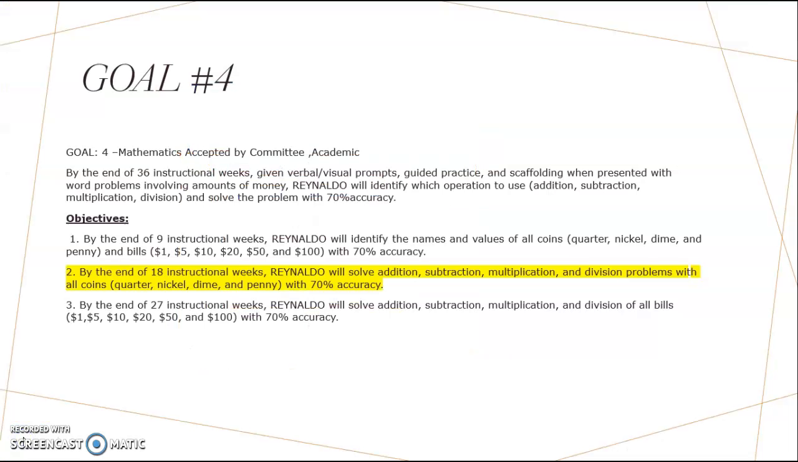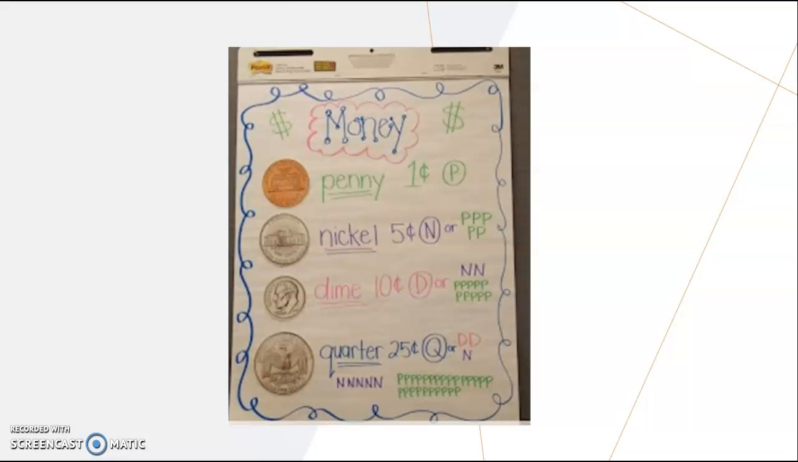For goal number 4, Ray, we're going to solve problems using addition, subtraction, multiplication, or division with coins. So all types of coins. Here are the types of coins we will be using: pennies, nickels, dimes, or quarters. Here they're giving us the name of each coin and what they are worth.